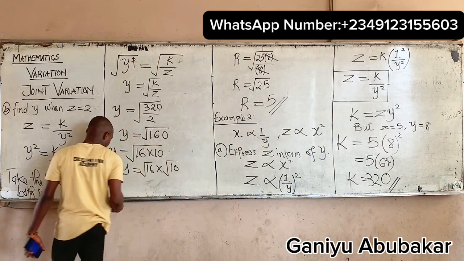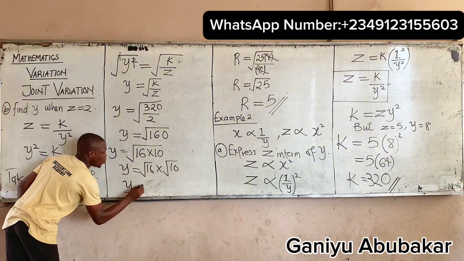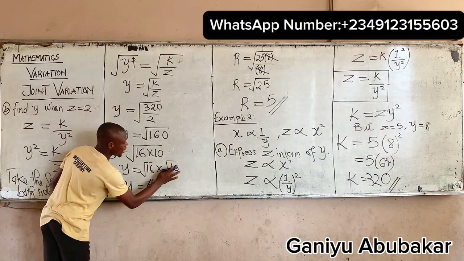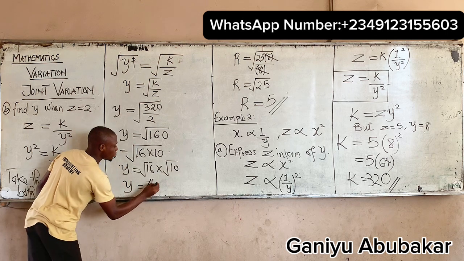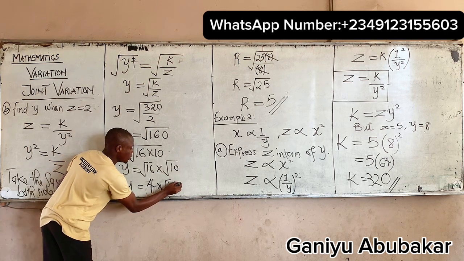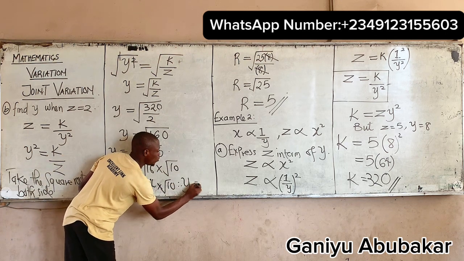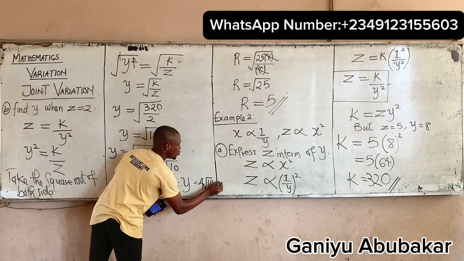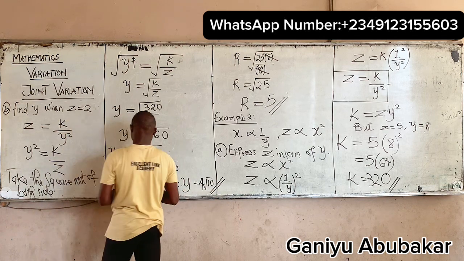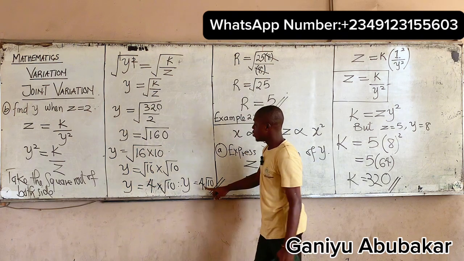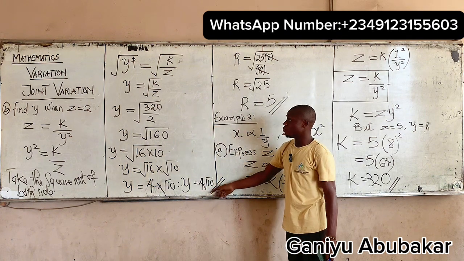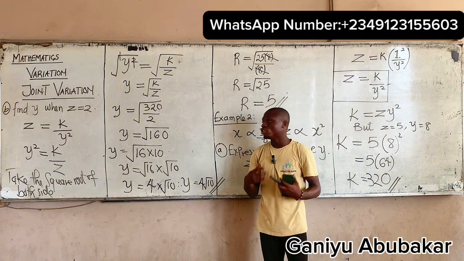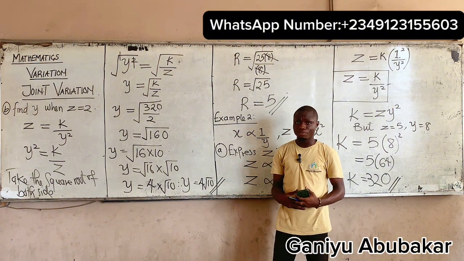From here, root 16 is 4, and this is root 10. Therefore, y is equal to 4 times root 10. So this is my final answer for y: 4 root 10, which is in surd form. This is how I solve this particular problem under joint variation.